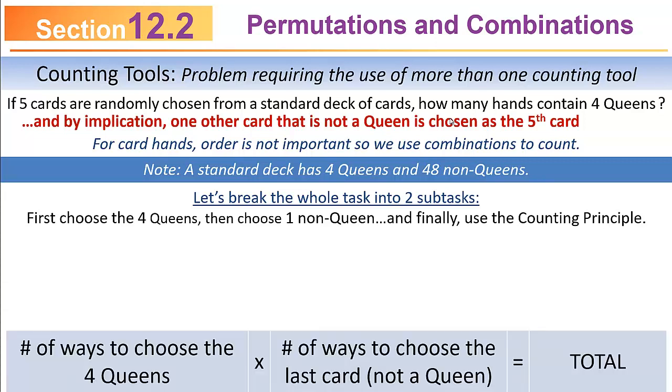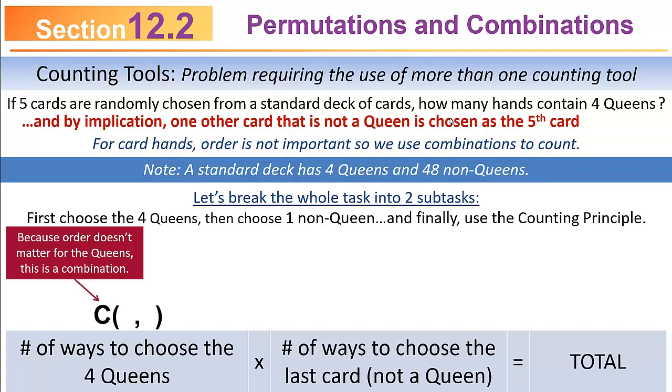So embedding this in the counting principle, I want to choose my queens first. So the first stage of the process is the number of ways to choose the 4 queens. Once I've chosen the 4 queens, then I want to choose one of the other cards. There are only 4 queens in the deck, so the other card has to be something other than a queen.